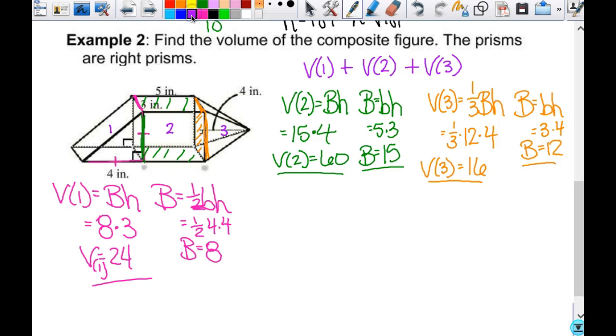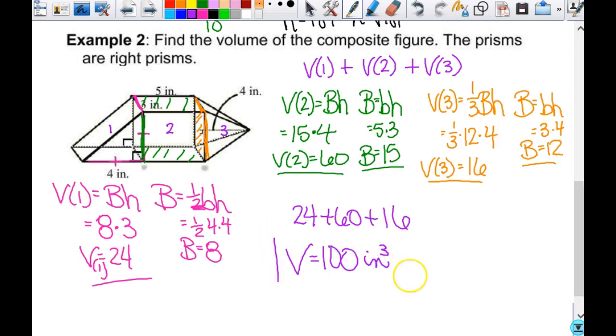Okay, so I found the volume of each one of the things I needed. I've got everything that my plan said I needed. So now I've just got to put it together. 24 plus 60 plus 16. What does that give me? 100 inches cubed. Now, this was a fairly simple problem.